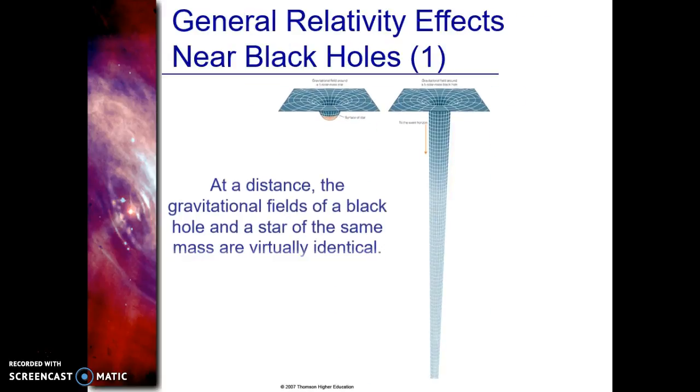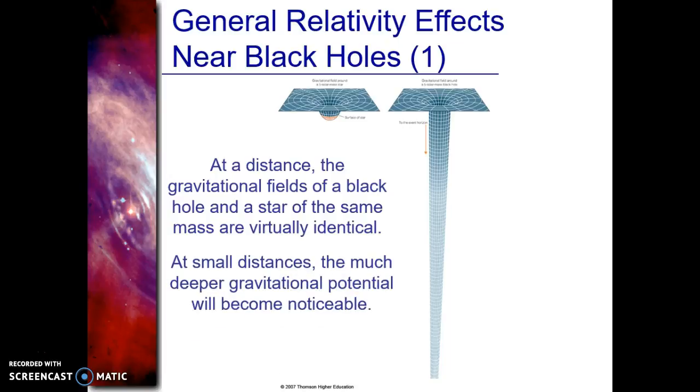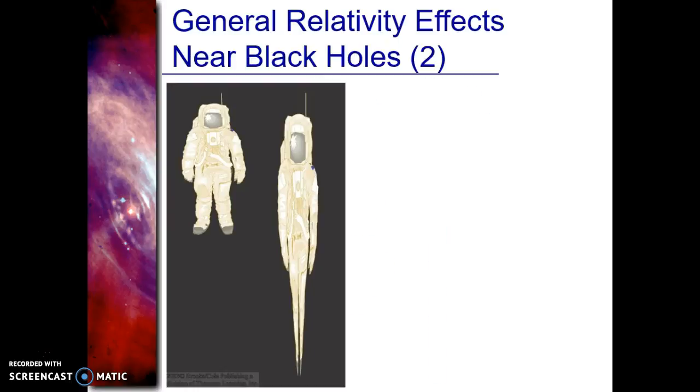Okay, to look at a black hole, we use Einstein's general theory of relativity, and we say that at a distance, the gravitational fields of a black hole and a star of the same mass will appear identical. However, if you go closer to it, so you decrease that distance, you'll be able to see that there's a deeper gravitational potential between those two. So you'll be able to observe that the closer you get to it.